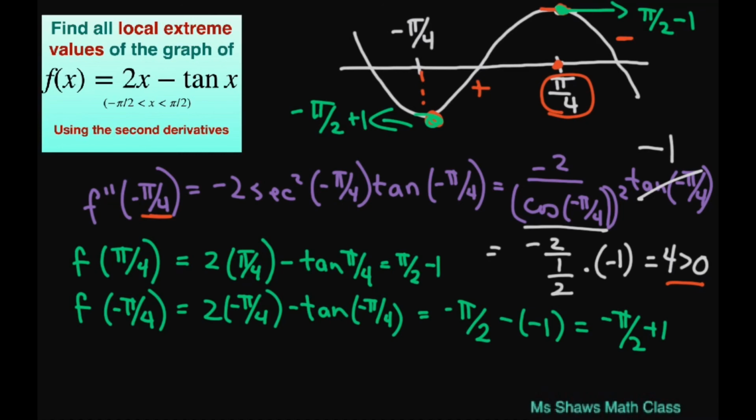So the local maximum value is pi divided by 2 minus 1. That's when x is pi divided by 4. And your local minimum here is at negative pi divided by 2 plus 1. That's when x, and this is your x line, this is a one-dimensional graph here, occurs when x is negative pi divided by 4. And that's it.